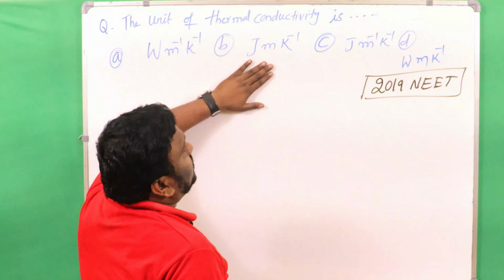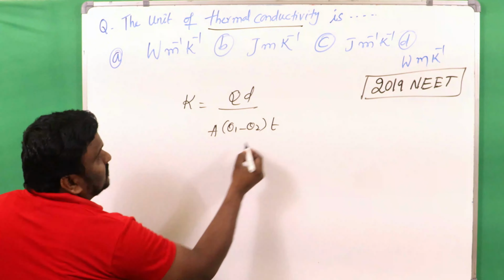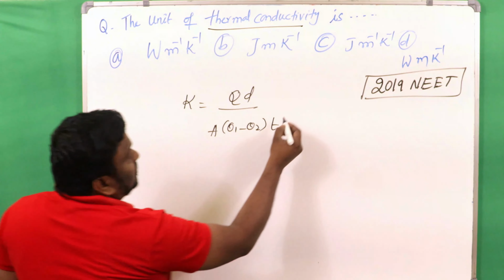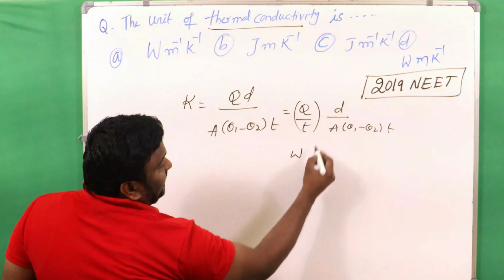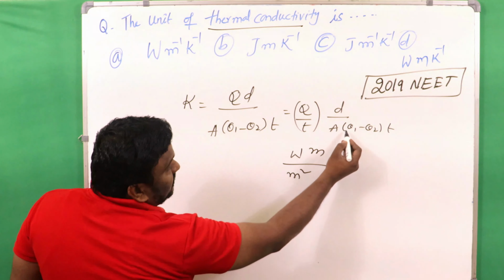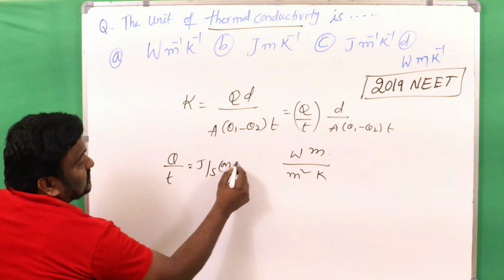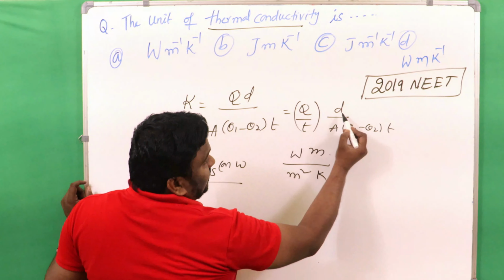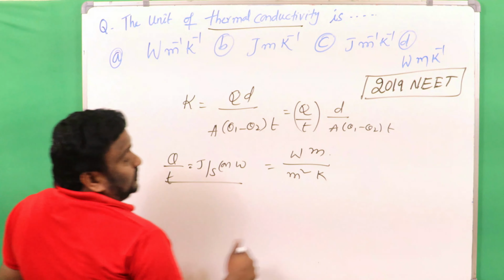So thermal conductivity units are what? What is the formula? K is equal to Q into D by A into theta 1 minus theta 2 into T. I'm going to write here Q by T into D by A of theta 1 minus theta 2. Here Q by T is nothing but power, so that is watt. And D is meter. A is meter square. And theta 1 minus theta 2 is Kelvin. Q by T is nothing but joule per second, which is also called watt. Clear? So joule per second, watt, D meter, A meter square, and theta 1 minus theta 2 is K.